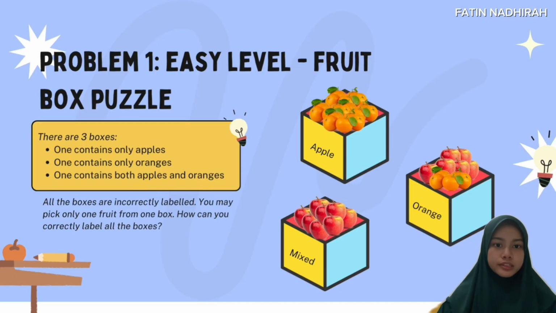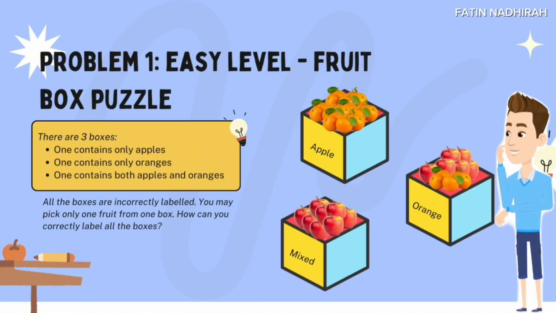Let's start with the simple problem. We have three boxes labeled incorrectly. One says apples, one says oranges, and one says mixed. You can only pick one fruit from one box. How can you fix the labels? Sounds tricky, but here is a clue. All the labels are wrong. That means the box labeled mixed cannot be mixed.